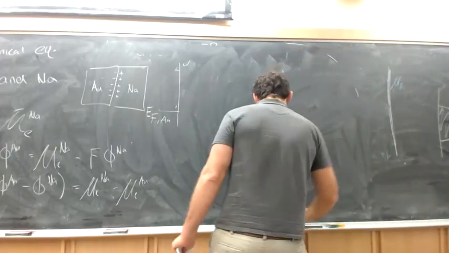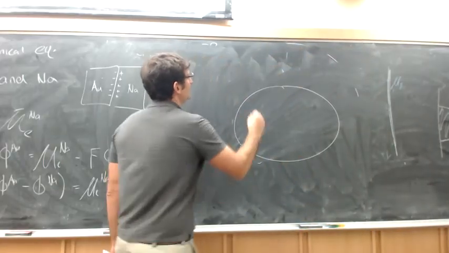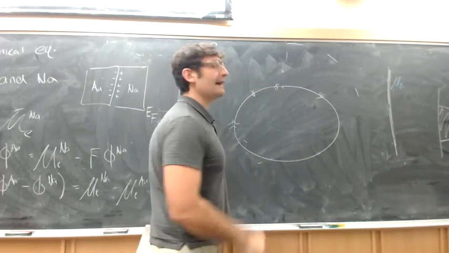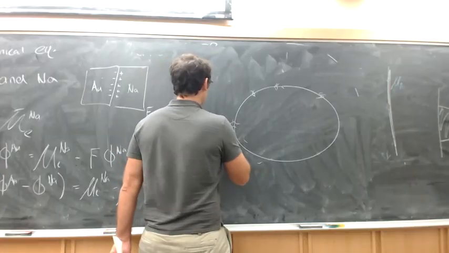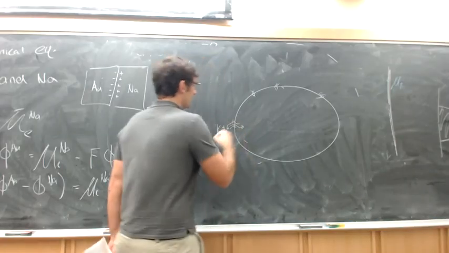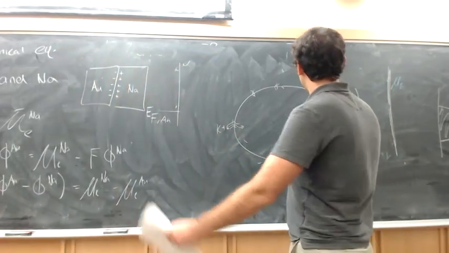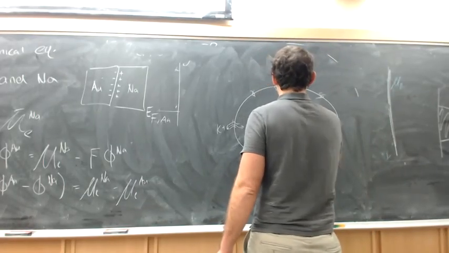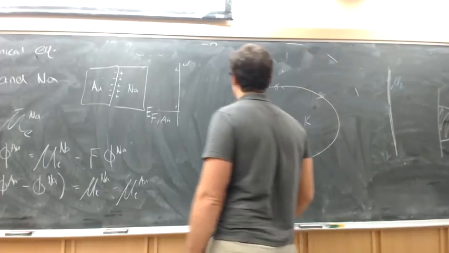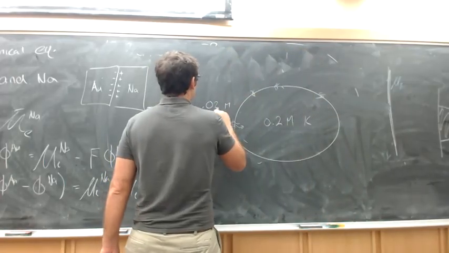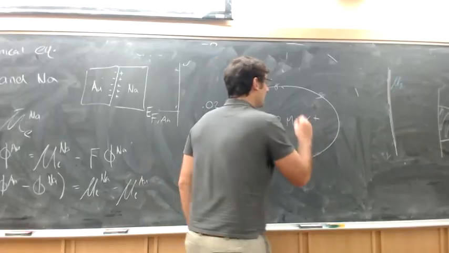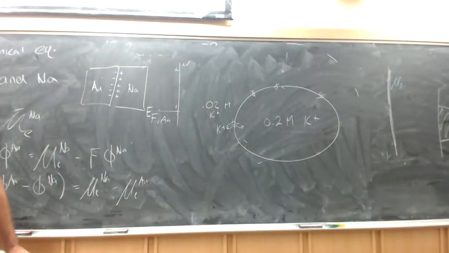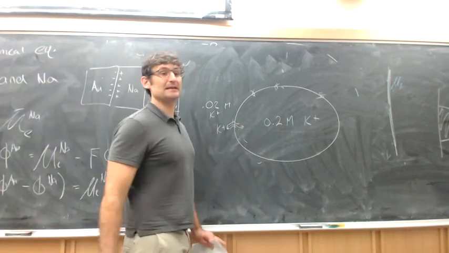Do another example. Say I have a cell, and in that cell there are some ion channels, and those ion channels only allow the movement of, say, potassium. Say they're potassium ion channels, and they allow potassium to flow back and forth. What if I told you there was 0.2 molar potassium here and 0.02 molar potassium here? What would happen? Okay, the ions flow out until the concentration is the same, right? Why not? Oh, there's a charge imbalance.